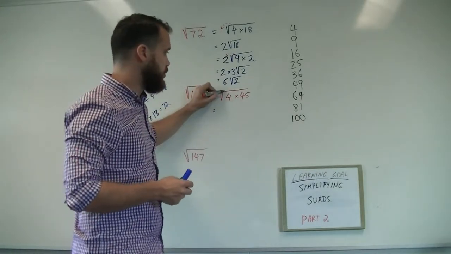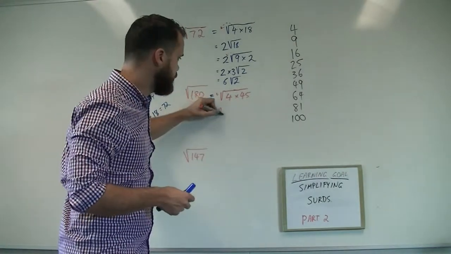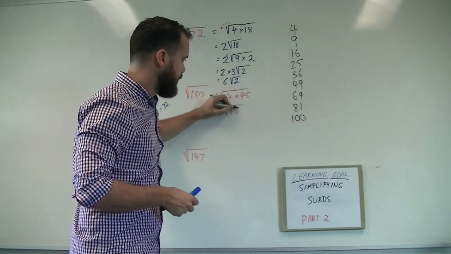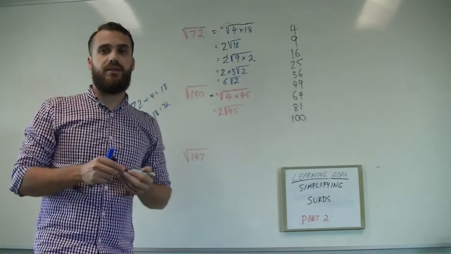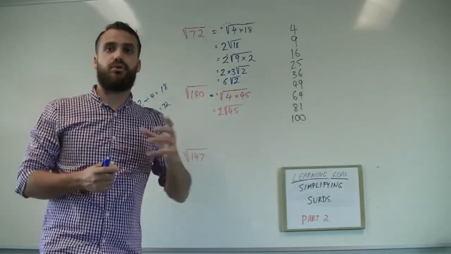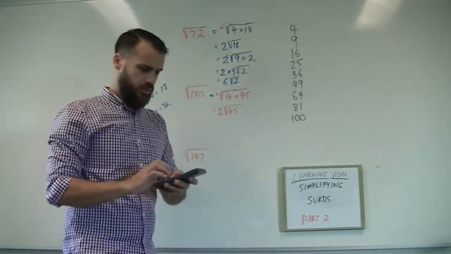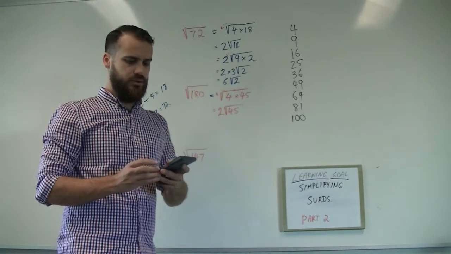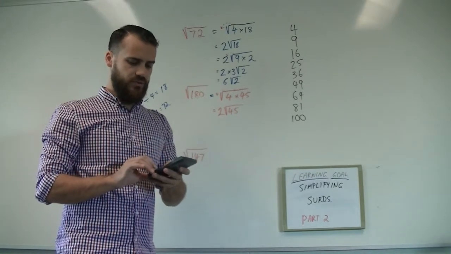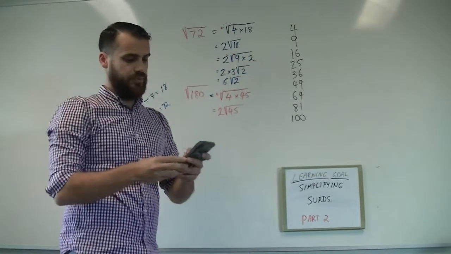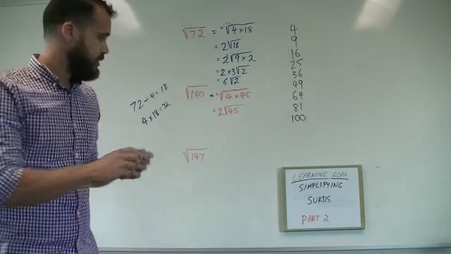Now, we can take that 4, move it outside, and when we move the 4 outside, it becomes a 2. And we end up with 2 root 45. A lot of people are going to stop here and think that they've finished, but 45 can be broken up further. Let's see what I can do with 45. What if I did 45 divided by 4? That gives me a decimal answer, so 4 won't work. What about 45 divided by 9, which is my second square? Okay, 45 divided by 9, that works.